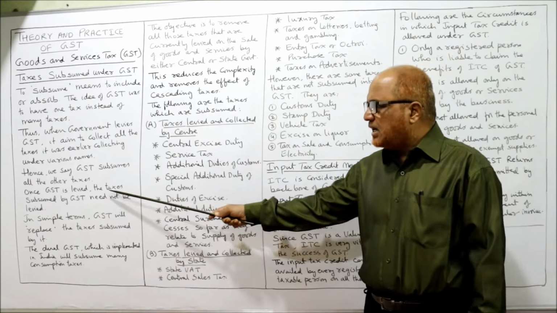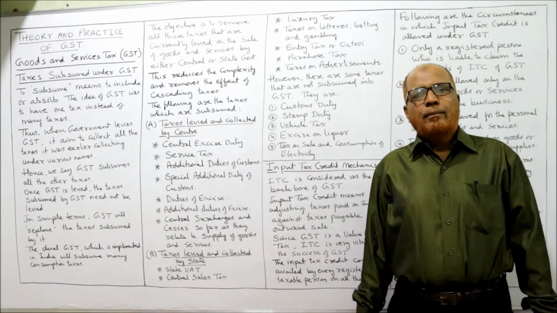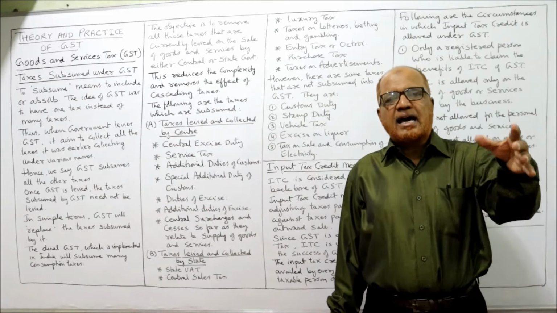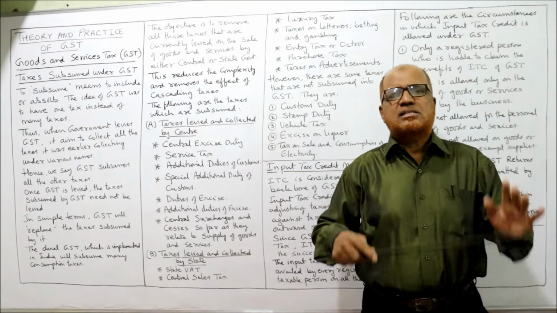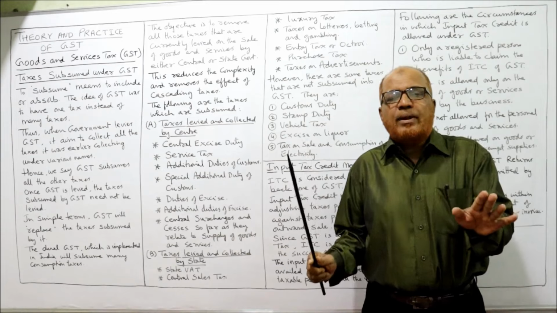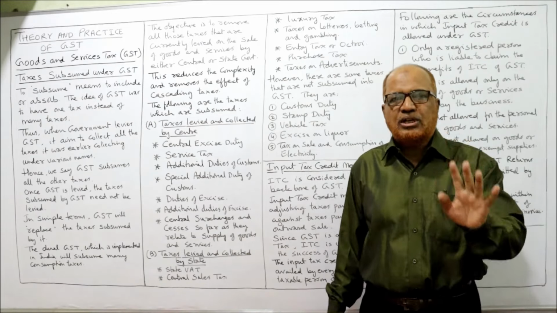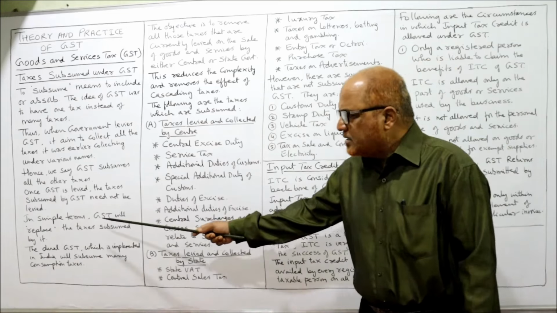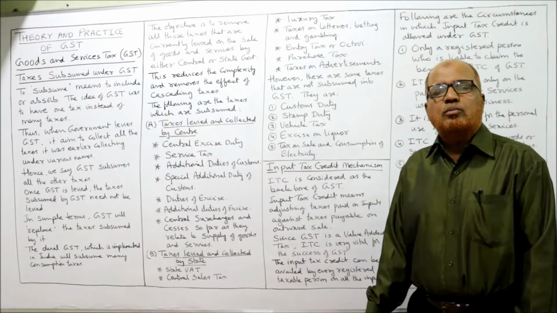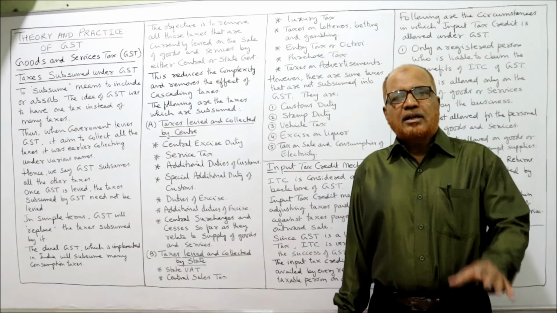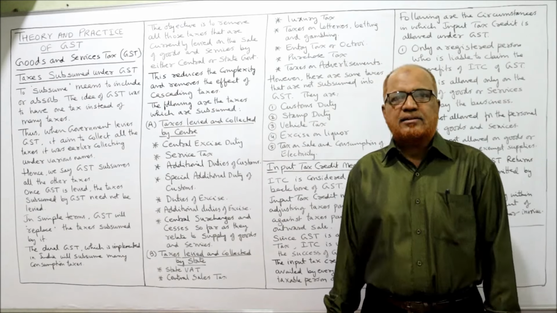Once GST is levied, the taxes subsumed by GST need not be levied, because service tax, sales tax, excise duty, all these taxes are included in GST. That means no separate tax will be applied for other taxes because GST includes everything. In simple terms, GST will replace the taxes subsumed by it. The GST is replacing all the other taxes.